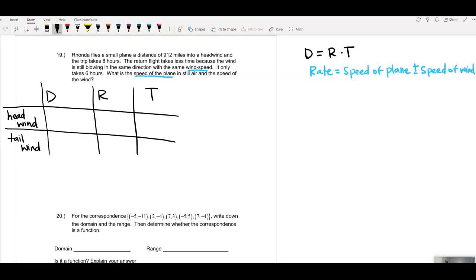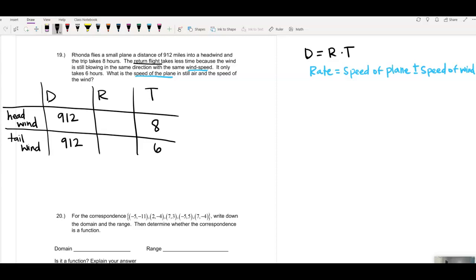All right, so let's fill in what we know here. Well, we know that she goes 912 miles, and she does that both ways because she's going somewhere, and then there's a return flight, right? And so that means she's going still the same amount of miles. All right, and then we know stuff about time, right? So with the headwind, it takes 8 hours, and with the tailwind, it's going to take less time because it's pushing you faster, and it only takes 6 hours.